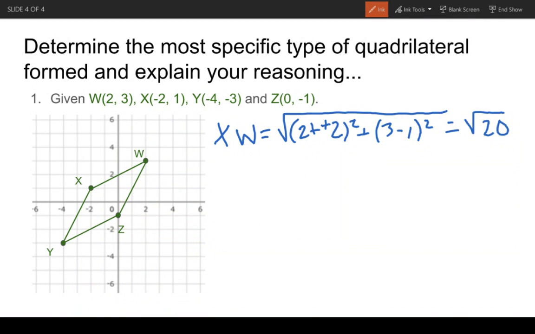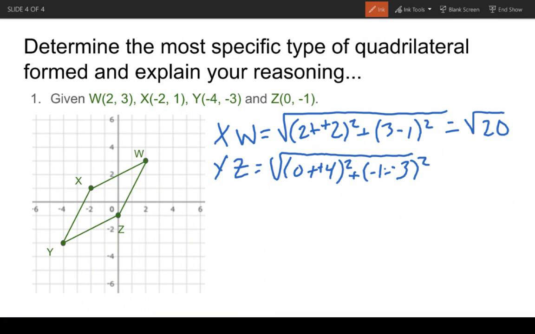Now let's look at the length of YZ. We have the square root of (0 minus a negative 4) squared plus (negative 1 minus a negative 3) squared. This also simplifies to the square root of 20. Now we could simplify the square root of 20, but since we're just looking for the length and that is the same radical there, we don't have to go any further.